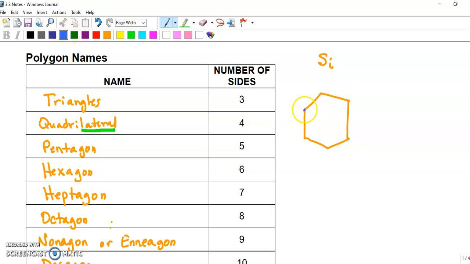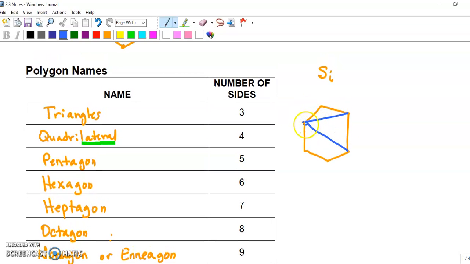If I put in diagonals, so a diagonal is a line that goes from one vertex to another and it's not a side, if I do all the diagonals that I can from this one vertex, I've created 1, 2, 3, 4 triangles. This has 6 sides, and I can separate it into 4 triangles. I could do that with a pentagon. If I do all of the diagonals from one vertex, I run out.